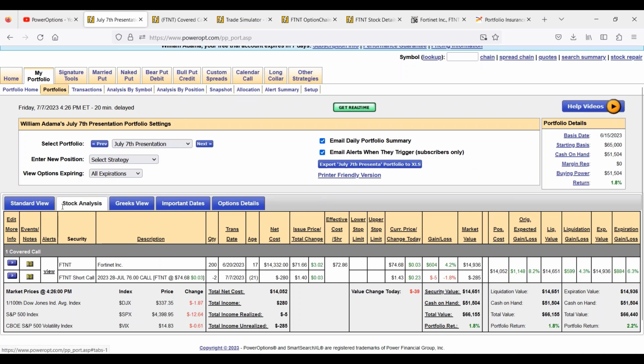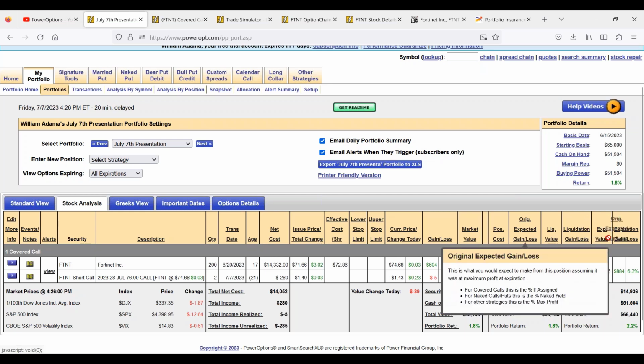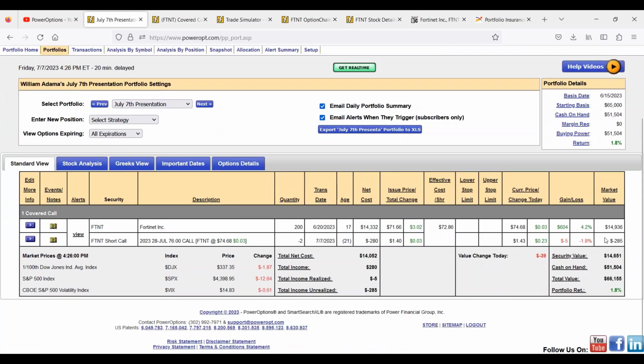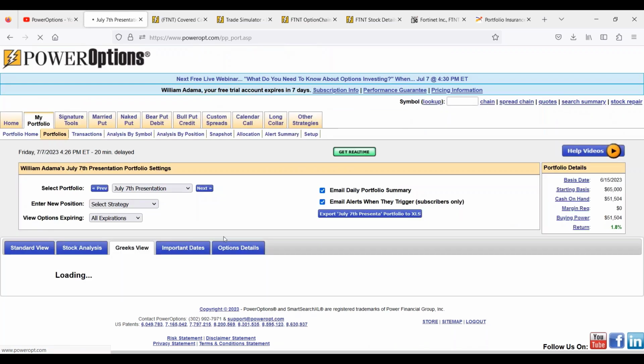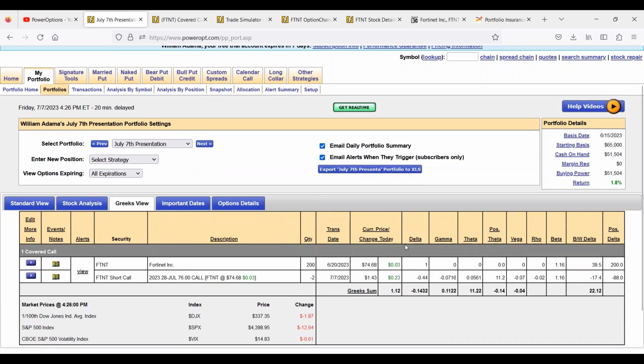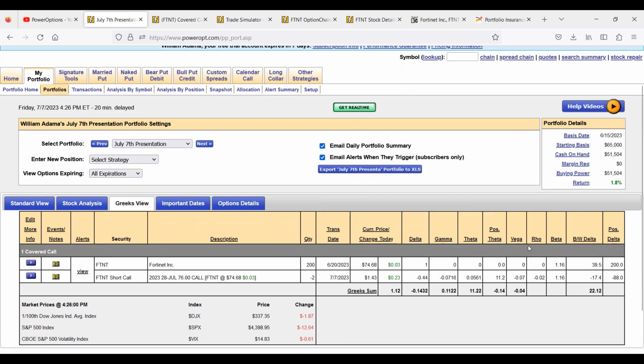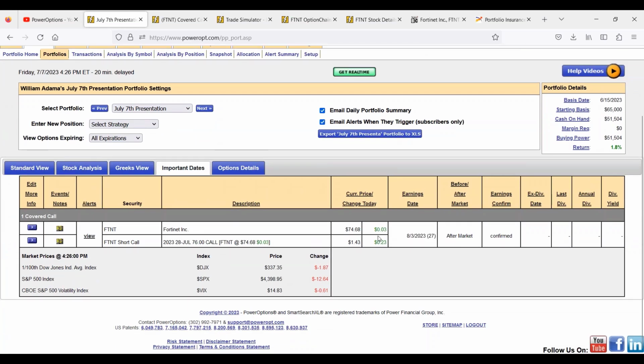Of course, I mentioned I like to use the stock analysis for my multi-leg strategies to see these extra 6 columns over here on the right. The standard view just gives you the individual legs. Doesn't give you that linked position. But then, of course, you also have the option to check out the Greeks view. If you have multiple positions, you have a running total of your delta, gamma, theta, position theta, vega, rho, position delta, based on the contract size. Important dates, earnings coming up, ex-dividend date, last dividend, annualized dividend.